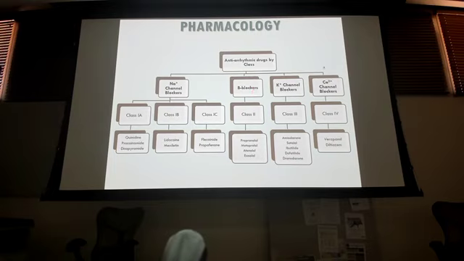Blockers, and class 4, which are your calcium channel blockers. Okay, so the same stuff that you learned is coming back into this lecture too, okay?